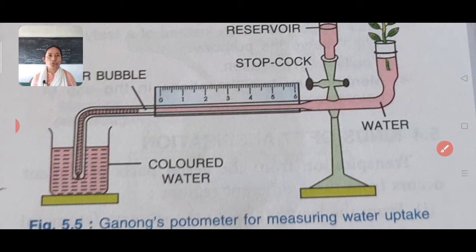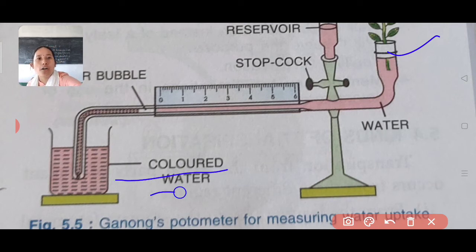So first let us start reasoning it. Like I told you, we know the principle of Ganong's photometer. Whatever water is being taken up by this particular shoot will be equal to the water being lost through the transpiration. So here in this beaker you have colored water. Why do you have colored water? Because you will be introducing an air bubble here, which will be colorless and which will be indicating the amount of water being absorbed by this particular shoot. So what will you do? You will slightly lift this capillary tube and then introduce the air bubble.